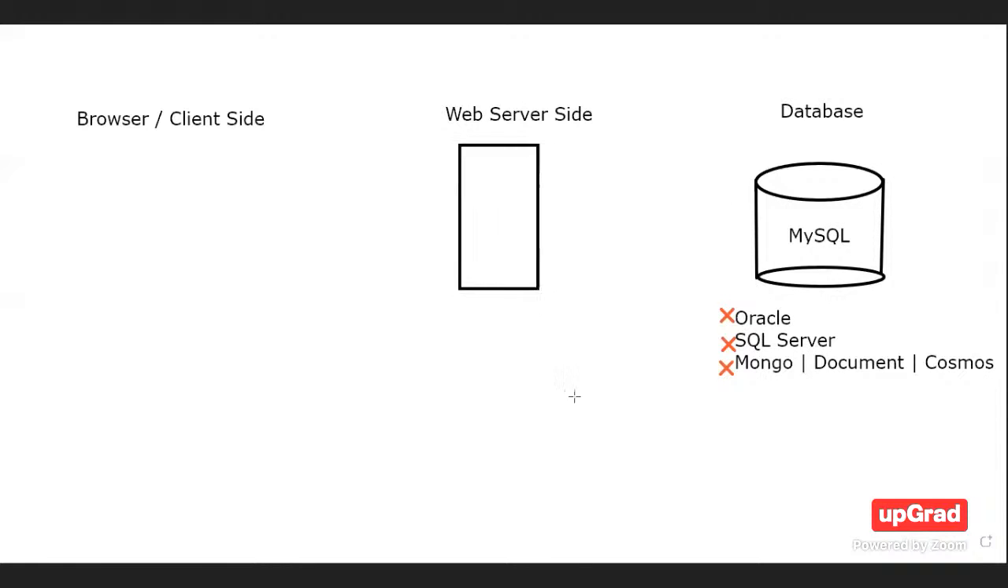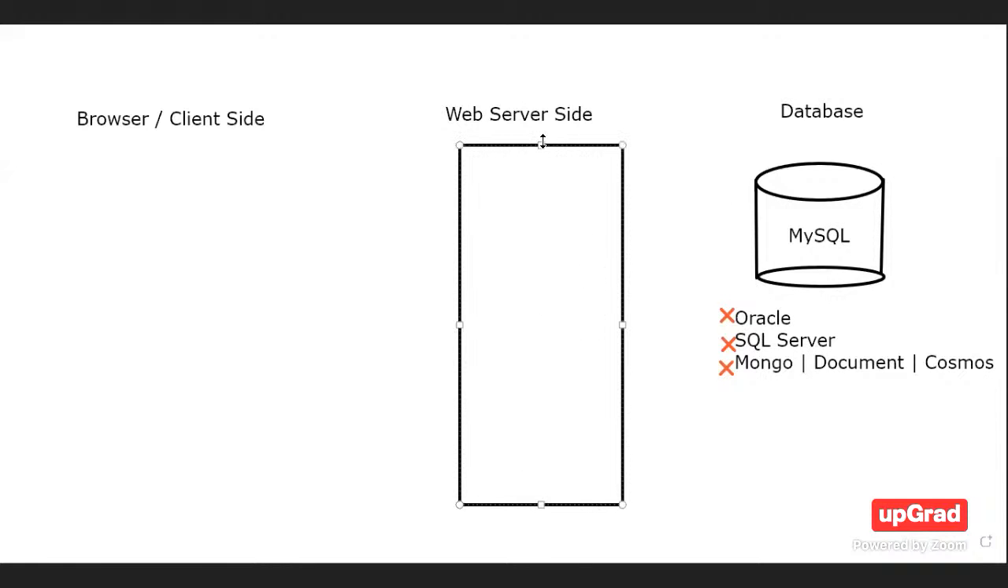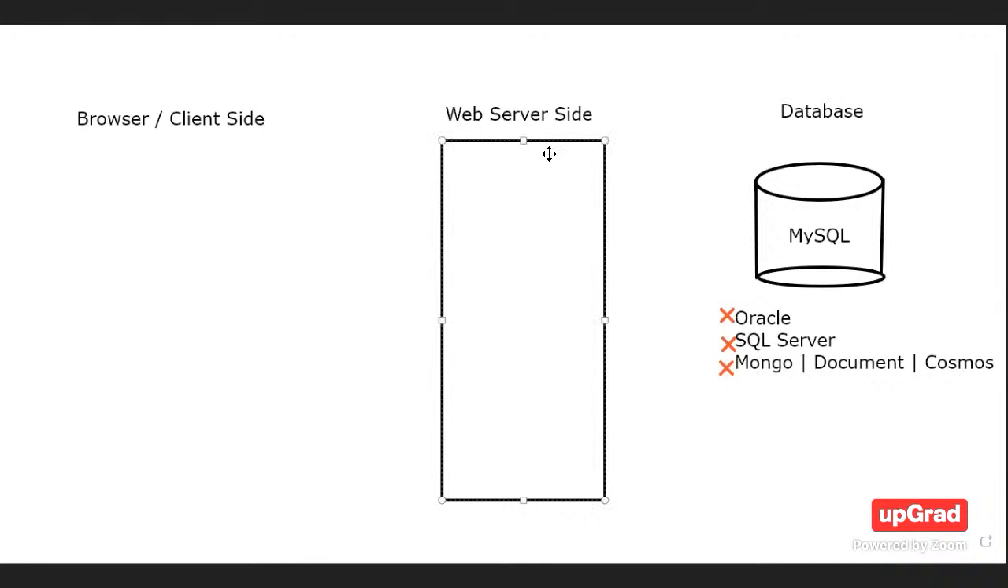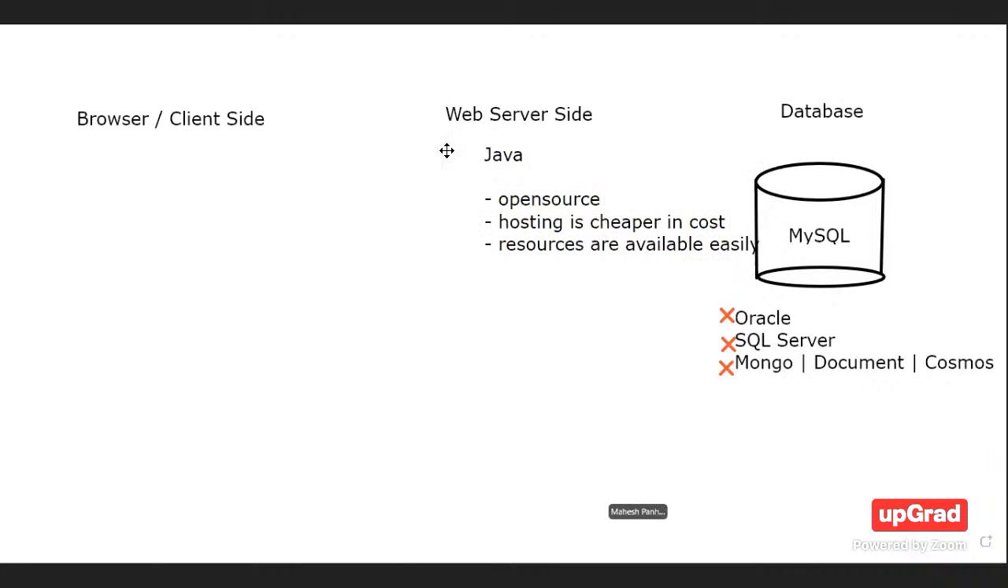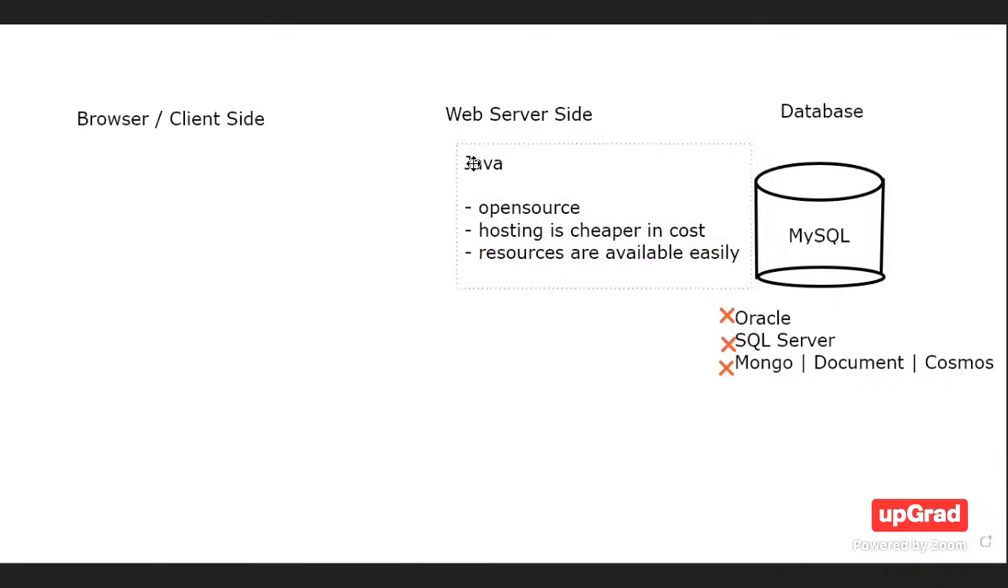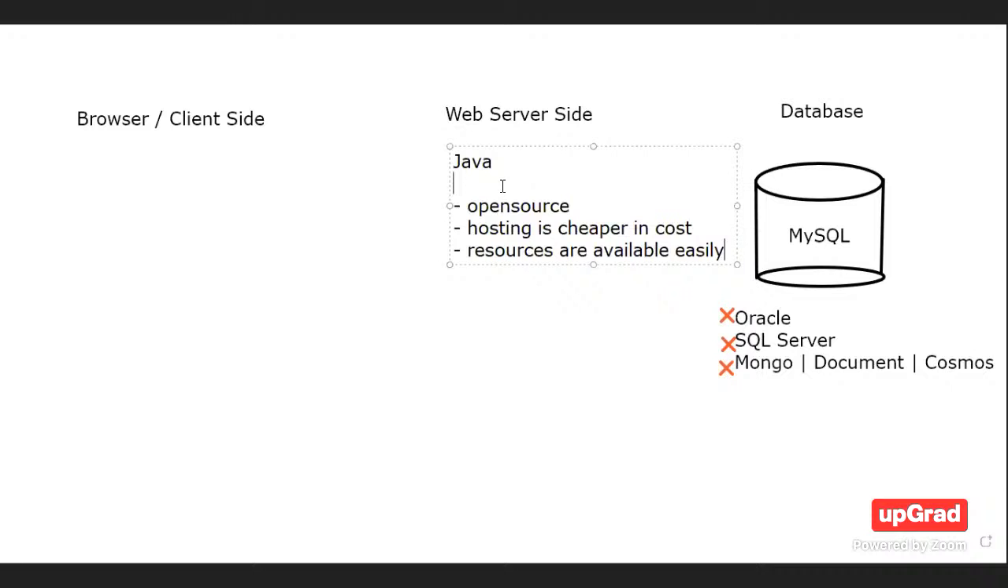On the web server side, specifically for connectivity with the database, let's say you can pick up something like Java. Obviously, the answer you already know over here is that it's open source, so cheap resources are available, and so on. So we picked up Java for some reason in this case.